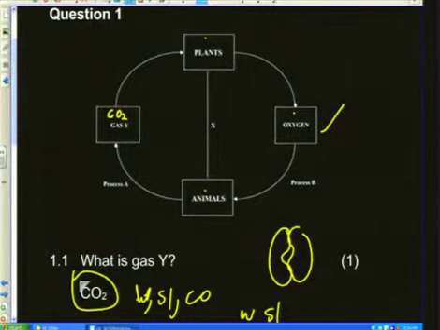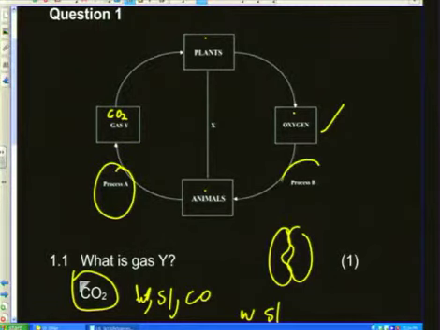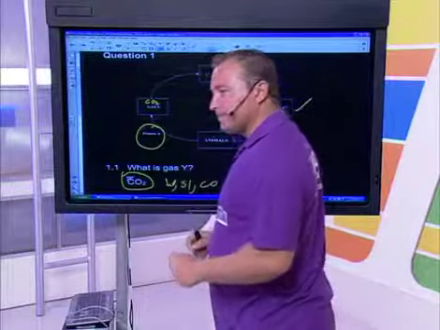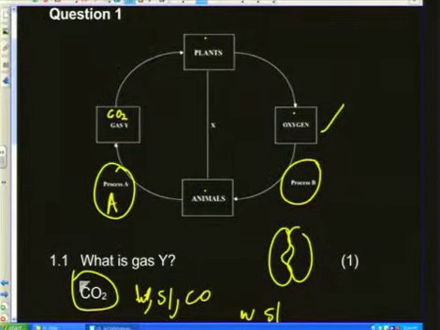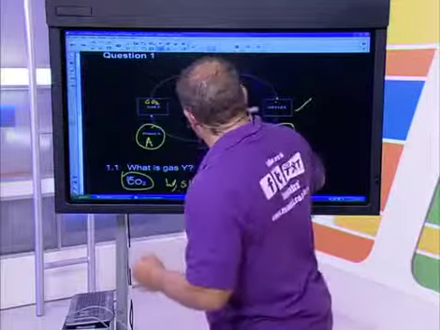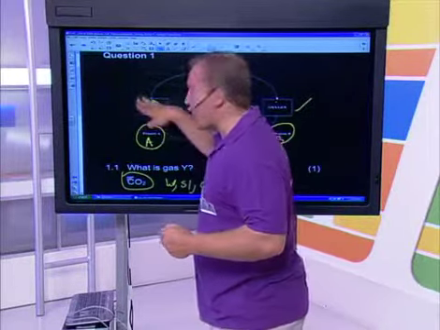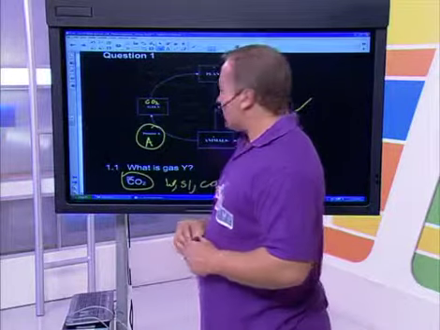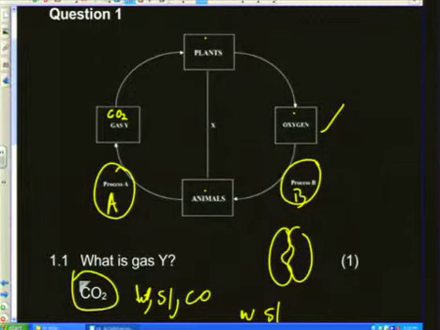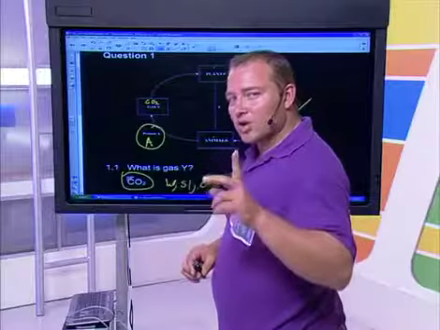Okay, so process A or process B? Where do the animals use the oxygen? This is A, this is B. Would it be B, where they get the oxygen, or would it be C, where carbon dioxide is made? This is where they get the oxygen. This is where they start releasing carbon dioxide. It's a tricky question. Watch carefully.